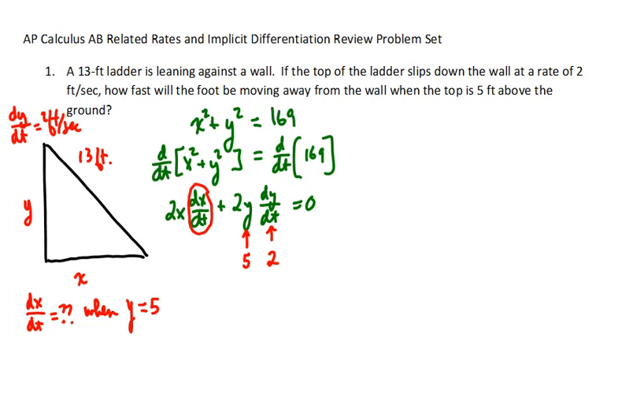We already know that dy/dt is 2, and we don't know what x is, but we can solve for x. We want to find out what x is when y is equal to 5. And so we would get x squared plus 5 squared is equal to 169, x squared is equal to 144, or x is equal to 12 feet. It can't be the negative quantity since we're working with positive distance here. So we do know that x is equal to 12 in this situation. And without going any further, we can begin to plug in and solve here.